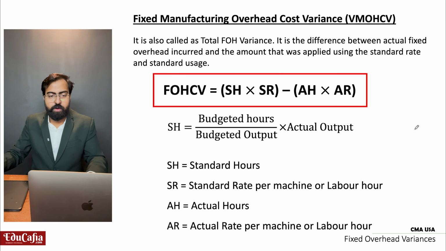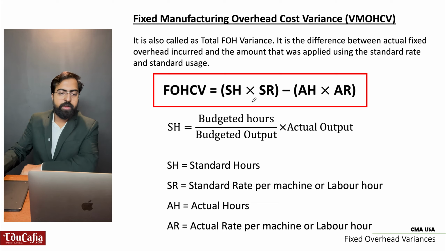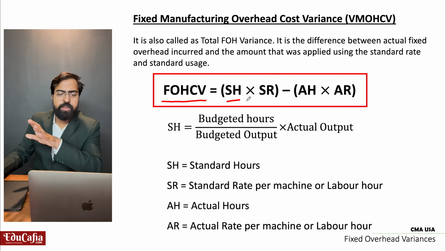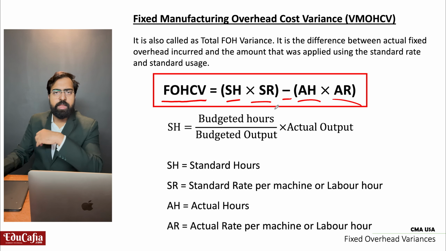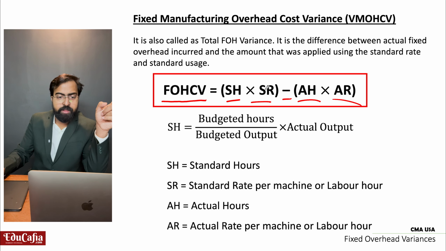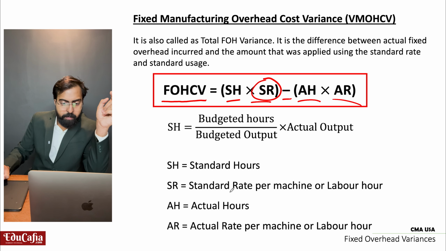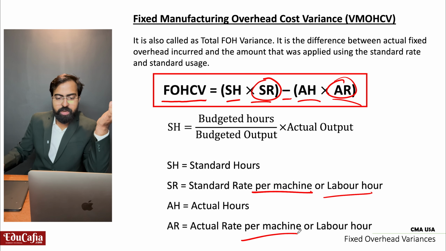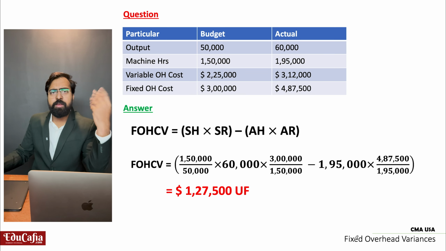Let's go directly to the equation. First one, fixed overhead cost variance. There is nothing different from the variable overhead cost variance. It is SH into SR, standard hour into standard rate, minus actual hour into actual rate, like in the labor cost variance. There are no changes, but what was there in the variable, that standard rate is per machine hour or per labor hour, that's all. Actual rate is per machine hour or per labor hour. There is no change from the variable cost variance.